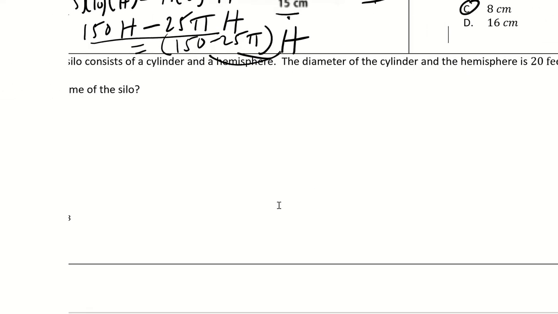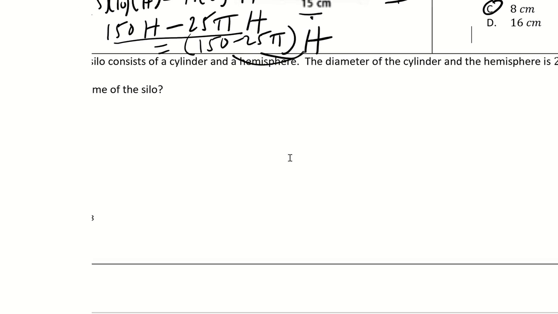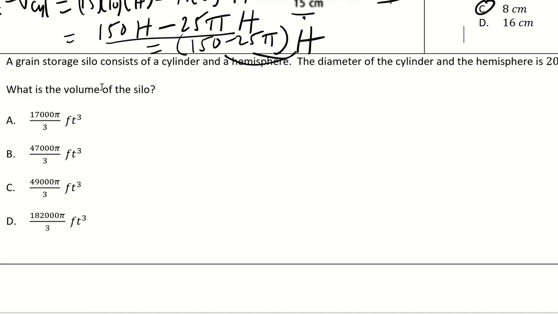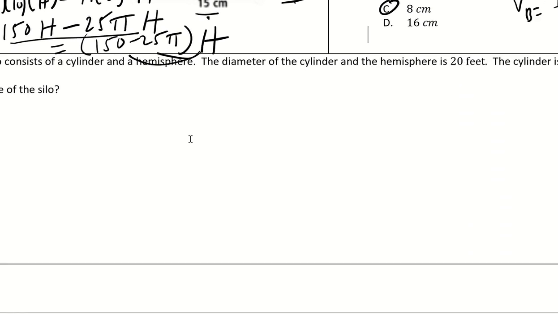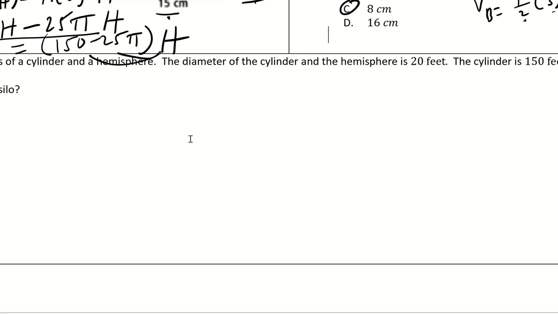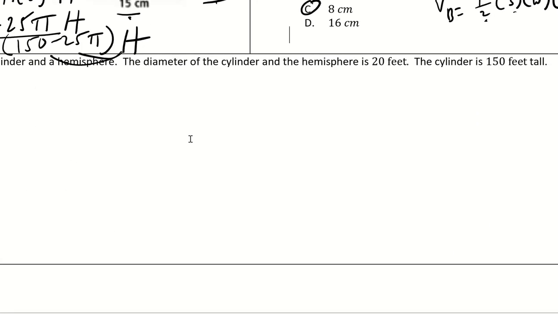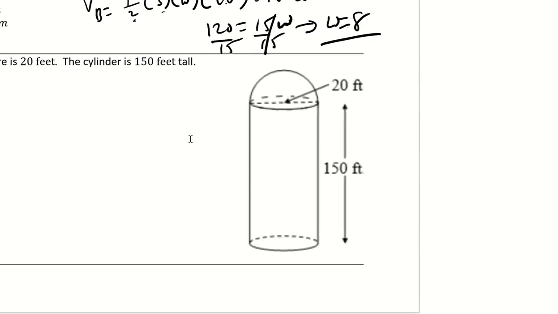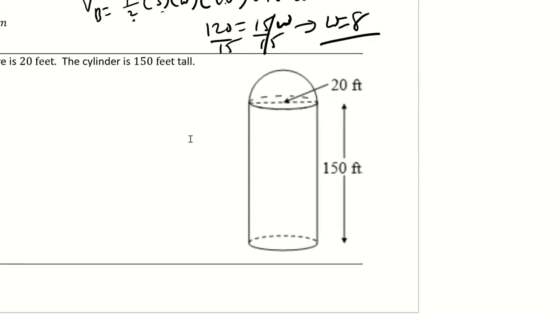All right, last one on the page. So a grain silo consists of, it's kind of hard to read that. A grain silo consists of a cylinder and a hemisphere. The diameter of the cylinder and hemisphere is 20 feet. The cylinder is 150 feet tall. What is the volume? Okay, so basically they give us the dimensions here, so we can just use that. So the diameter is 20, which means that the radius is 10 feet, okay? And then this is the capital height, and we know that the radius is 10 feet.